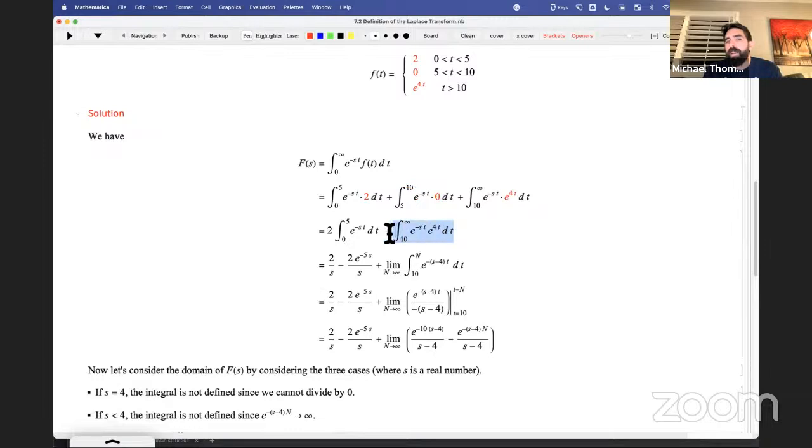Now we're down to 2 integrals. One of them is improper and the other one is proper. This one's pretty straightforward. It's just a substitution. Evaluate from 0 to 5, and this is what you'll get.